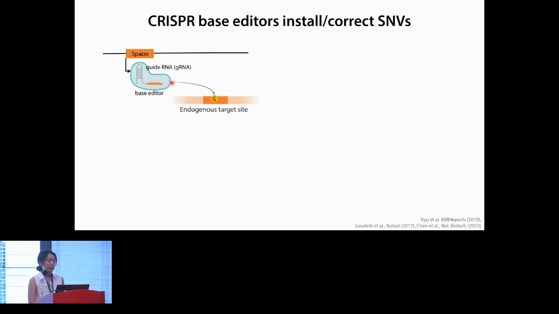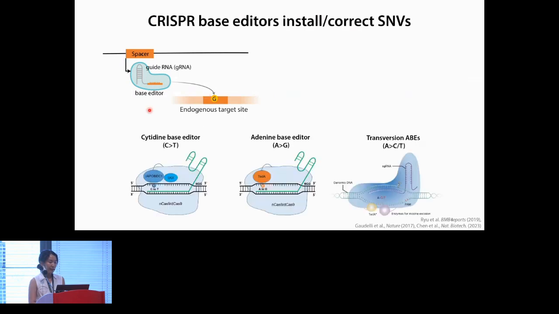And once the base editing enzyme arrives to the endogenous target site, it can induce the single nucleotide mutations. And there are multiple types of base editors, including C base editors, A base editors, and recently developed transversion ABEs can even install the transversion, which now covers 84% of human pathogenic point mutations, suggesting the huge clinical potential of base editing.